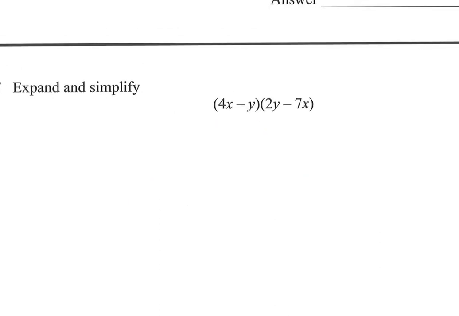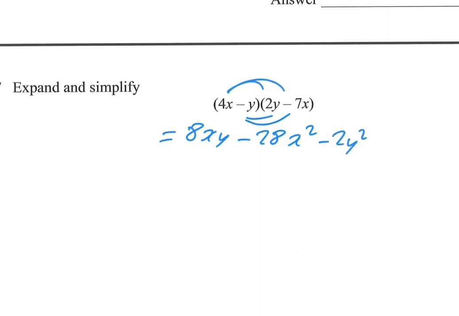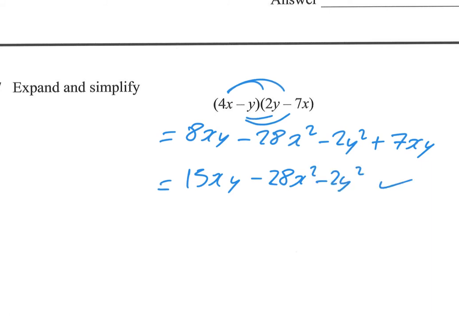Next one, expand and simplify. 4x times 2y will be 8xy. 4x times the minus 7 is minus 28x squared. Minus y times 2y will be minus 2y squared. Minus y times that will be plus 7xy. Have a look and see if there's anything you can tidy up. You have an 8xy term and a 7xy term. That could be grouped together. 15xy minus 28x squared minus 2y squared. And that's us.